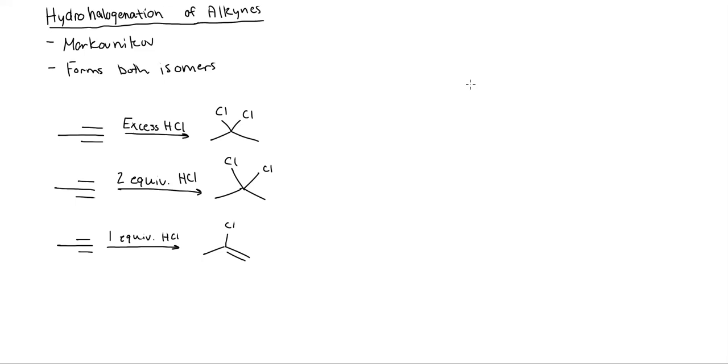Now let's take a look at this when we have an unsymmetrical alkyne. Again, we have 3 carbons on this side, but on this side, we're going to have 2 carbons. So we have 1 carbon here, 2 carbons here. Now let's add 2 equivalents of HCl. Or actually, we'll use HBr this time. Why not? So we'll do 2 equivalents of HBr.